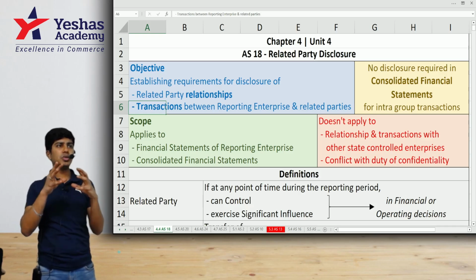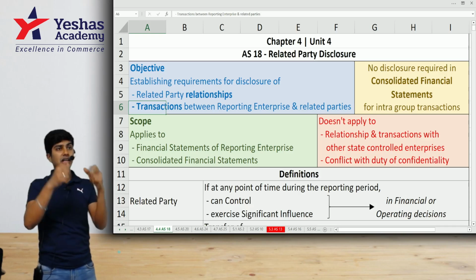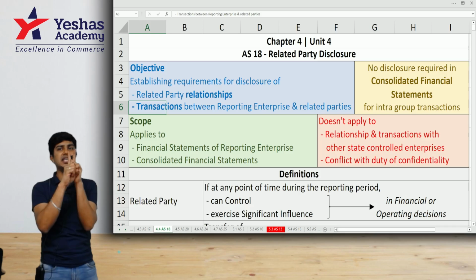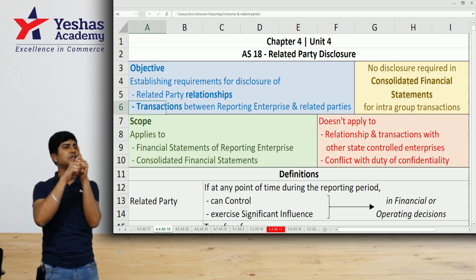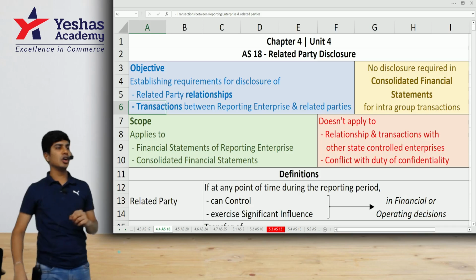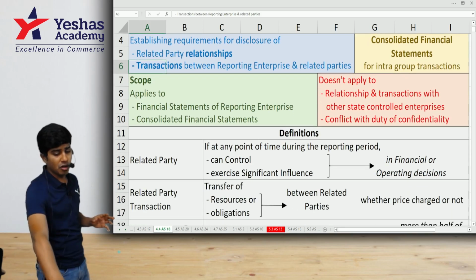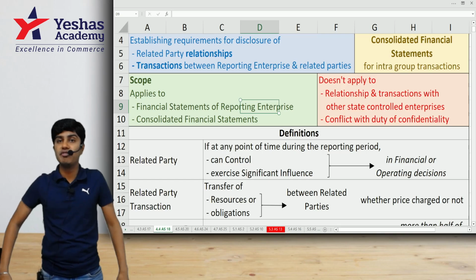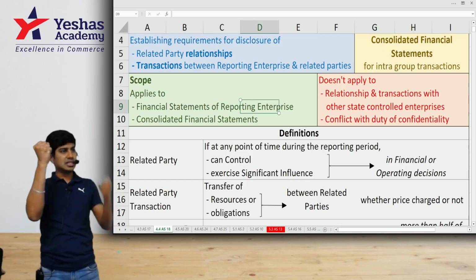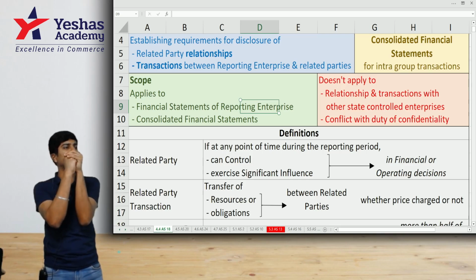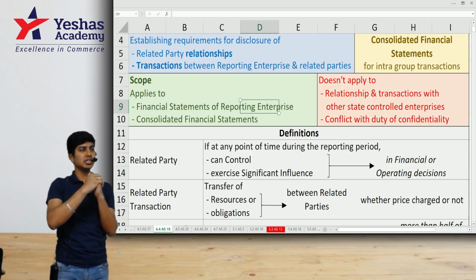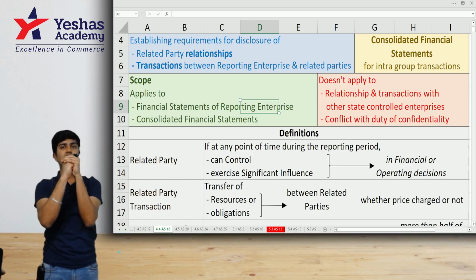Is AS 18 applicable to consolidated financial statements? Yes. But in consolidated financial statements, where you prepare holding and subsidiaries' financial statements together as if they are one single entity, between holding and subsidiary, you don't treat them as related parties. They are one party now for CFS. So there AS 18 is not applicable. Otherwise, AS 18 is applicable for standalone financial statements of the reporting enterprise. When you prepare CFS, holding and subsidiary are not related to each other. They are one entity. Holding's other related parties and subsidiaries' related parties are related parties for CFS preparation.